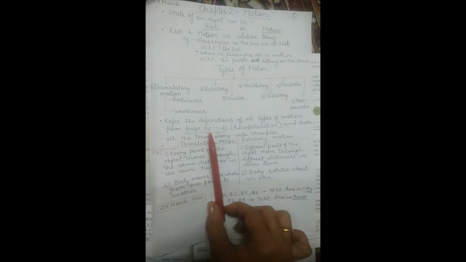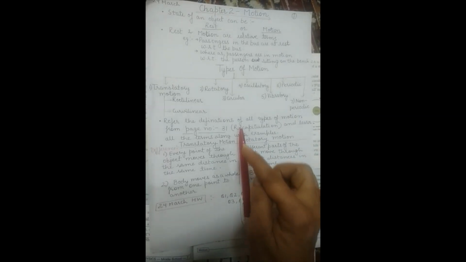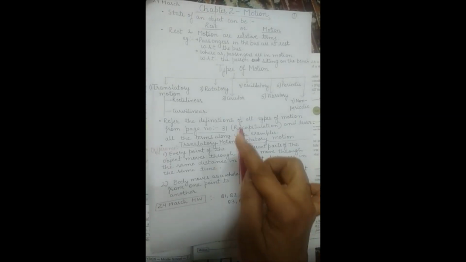Point number 1, every point of the object moves through the same distance in the same time. What do we mean by this? This pen, when it was in this position and it reaches this position, all the points on this body have covered the same distance. From this part to this part they have covered the same distance, so it is translatory motion.